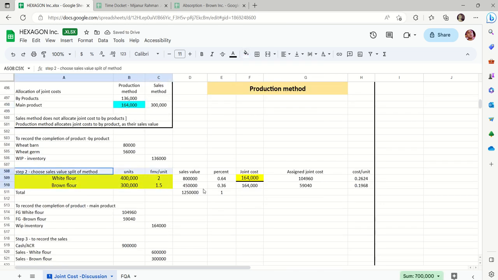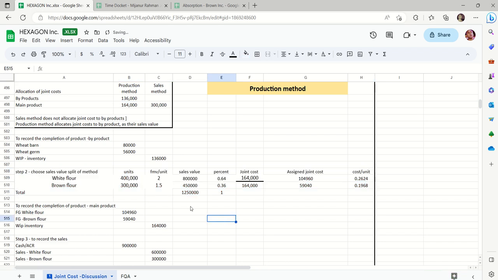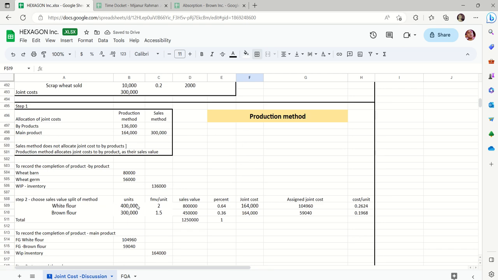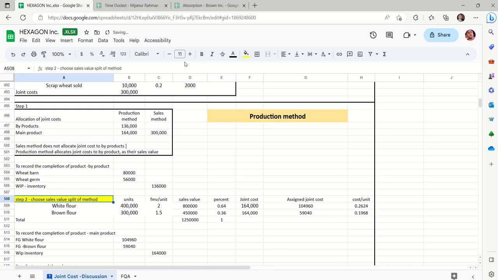in here, highlighted in cyan. We're working on the cyan sales, okay? We would allocate this $164,000 between the two main products, white flour and brown flour. So how do you do that? We use the sales value method in this step, okay? This is step 2.